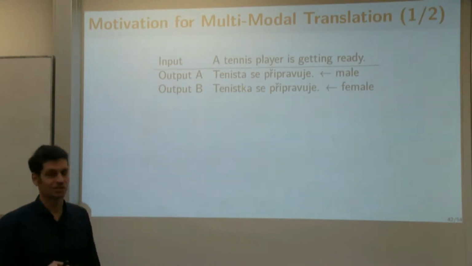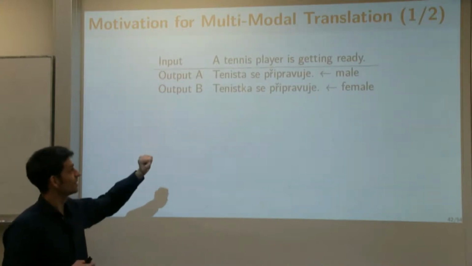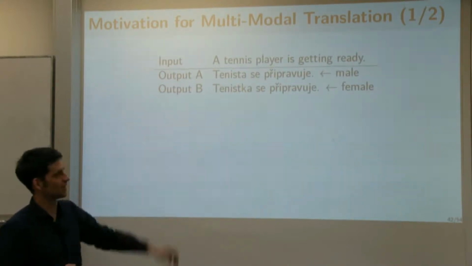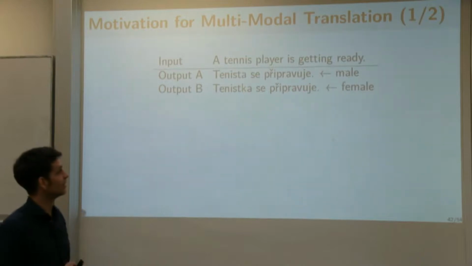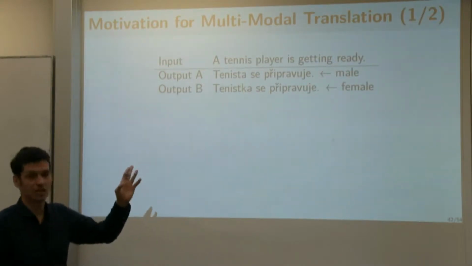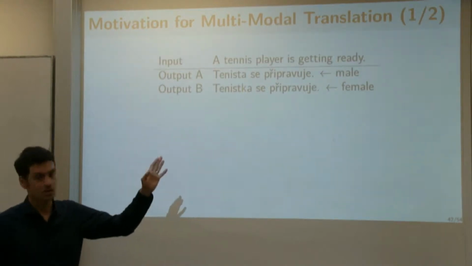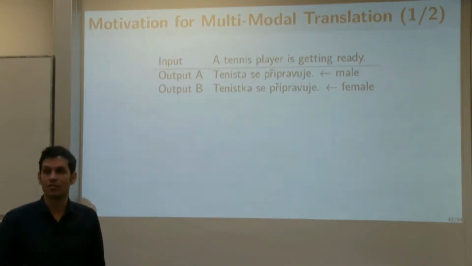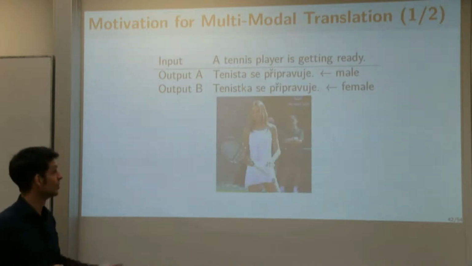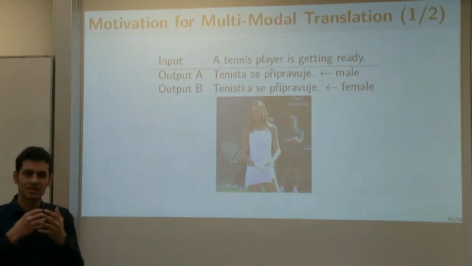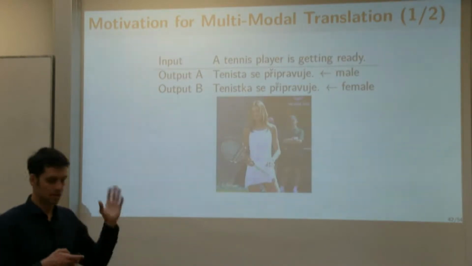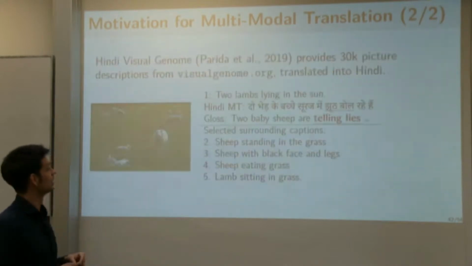The difference is not so subtle if you know Czech. The first sentence is male, and the second sentence is in the female or feminine gender. This information is not available in the English source, so you're bound to make a random guess if you do not have an additional cue. And if you have the cue, if there is an image next to that sentence, then you can easily disambiguate.